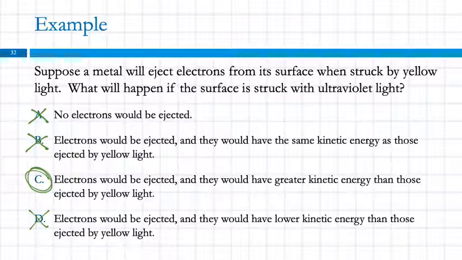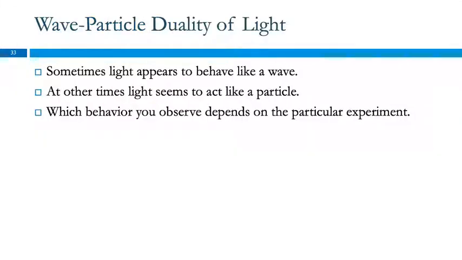So diffraction shows us that, and the double slit experiment shows us that light is a wave, and the photoelectric effect shows us that it's a particle too. So this is called the wave-particle duality. Sometimes light seems to behave like a wave, other times it behaves like a particle, and which behavior you observe depends on the particular experiment. You can't see both behaviors at the same time. So this is the cat is dead or the cat is alive, right? When you observe it, it's one or the other. If you're not observing it, it's both at the same time.